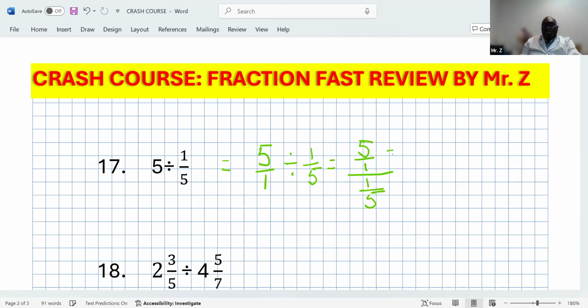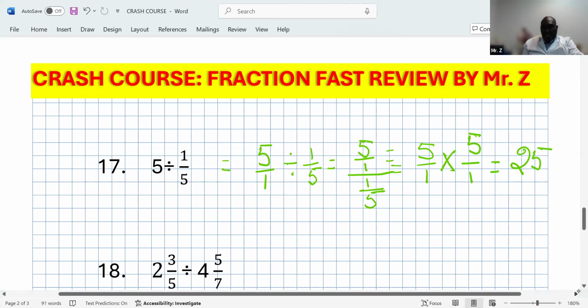Okay, so you keep the first fraction, 5/1. You're going to multiply by the second fraction, but you have to flip it. So once you flip the second fraction, it's going to be what? It's going to be 5/1. So the answer is going to be 25. I hope you see the difference. There is a big difference between the other one and this one.